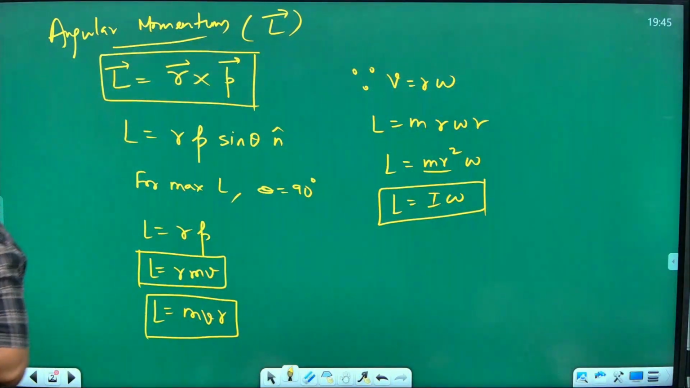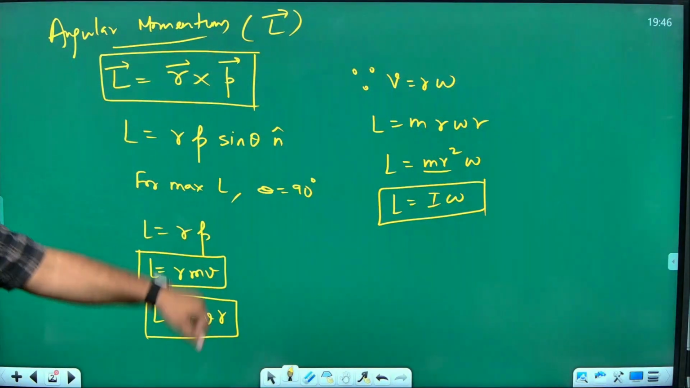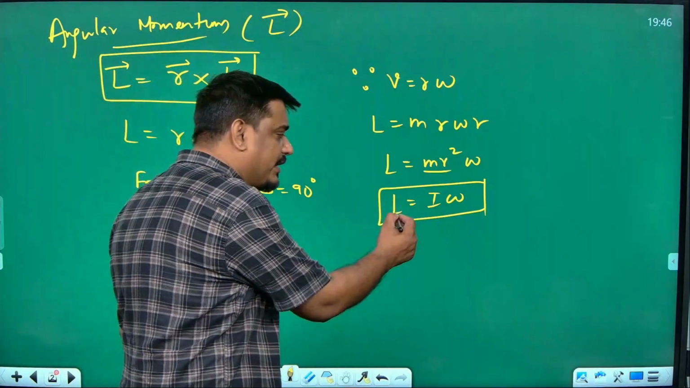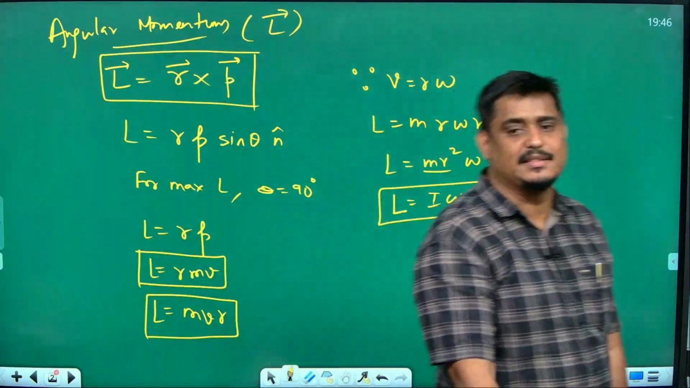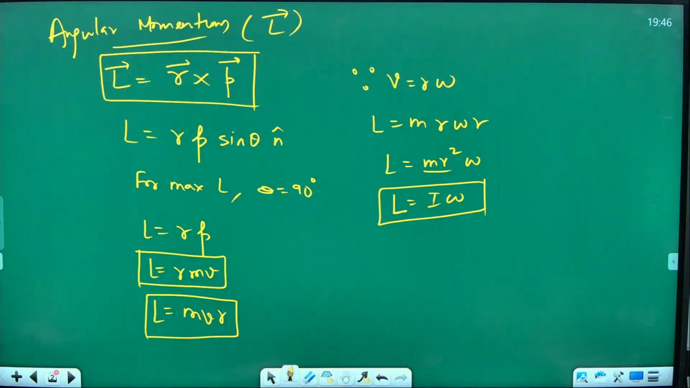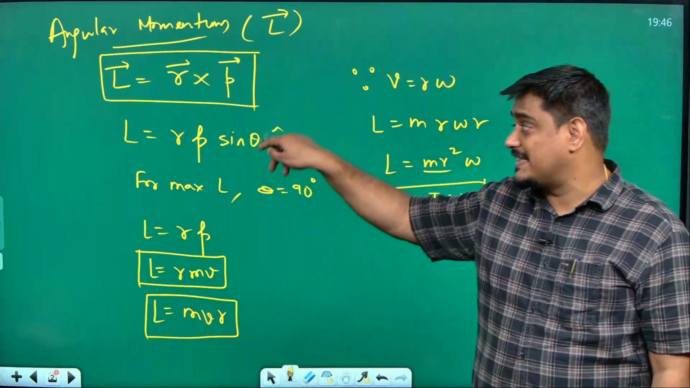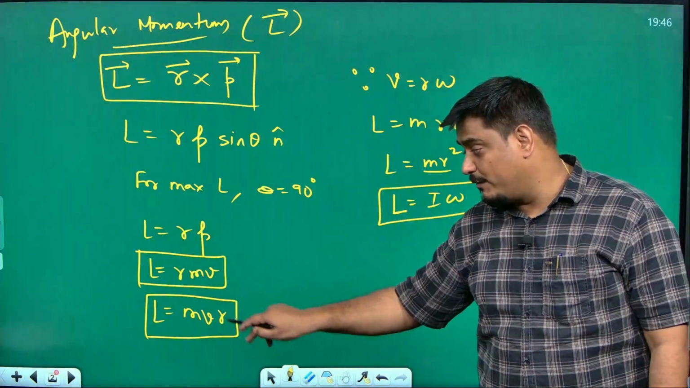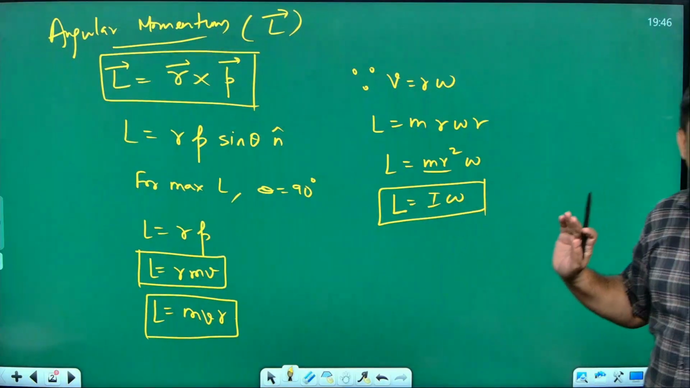M is I here, V is omega here. So L is equal to I omega. Once again, this formula you would have written when I told you about the analogy between translatory and rotational motion. Check your notes, you will have it already. So L is equal to I omega. See, L is equal to R p sine theta, L is equal to mvr, L is equal to I omega.